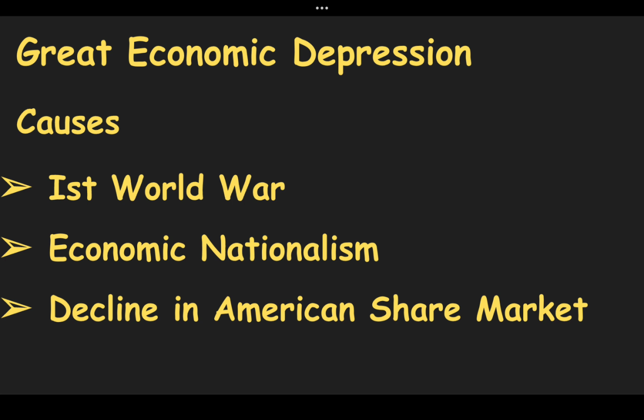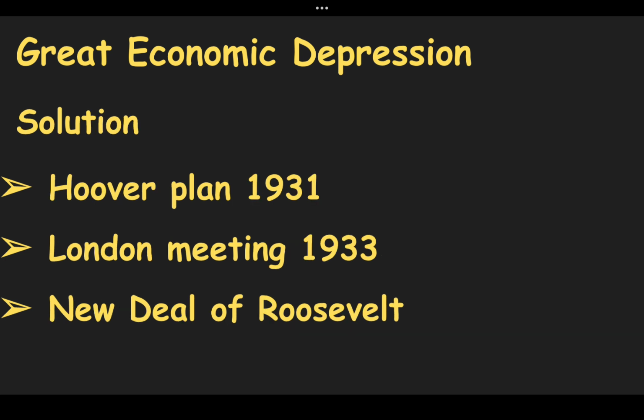The next aspect is the solution. The countries came together with different solutions, and we are going to discuss them one by one. First is the Hoover Plan, 1931. American President Hoover in 1931 proposed a solution to the economic problem. He requested that all the countries defer international payments for 1 year. He wanted to give relief to the countries to develop their economies so that trade and commerce would receive a major boost. But this plan could not be implemented, so we can say the Hoover Plan failed.